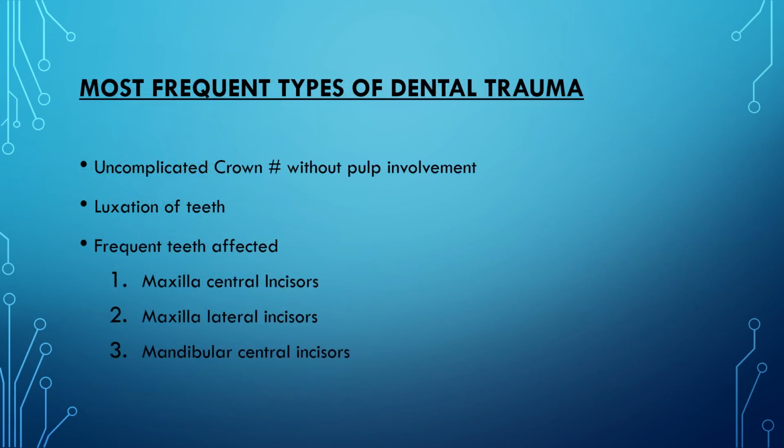Most frequent types of dental trauma. Uncomplicated crown fracture without pulp involvement. Okay, that is much easier to treat. Luxation of teeth. Frequent teeth affected will be the maxilla central incisors, maxilla lateral incisors, and mandibular central incisors.